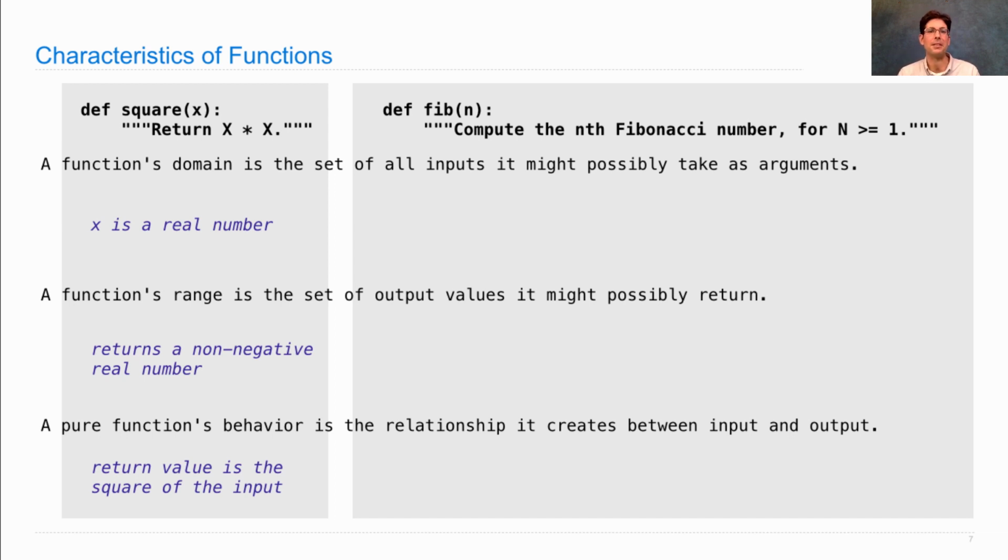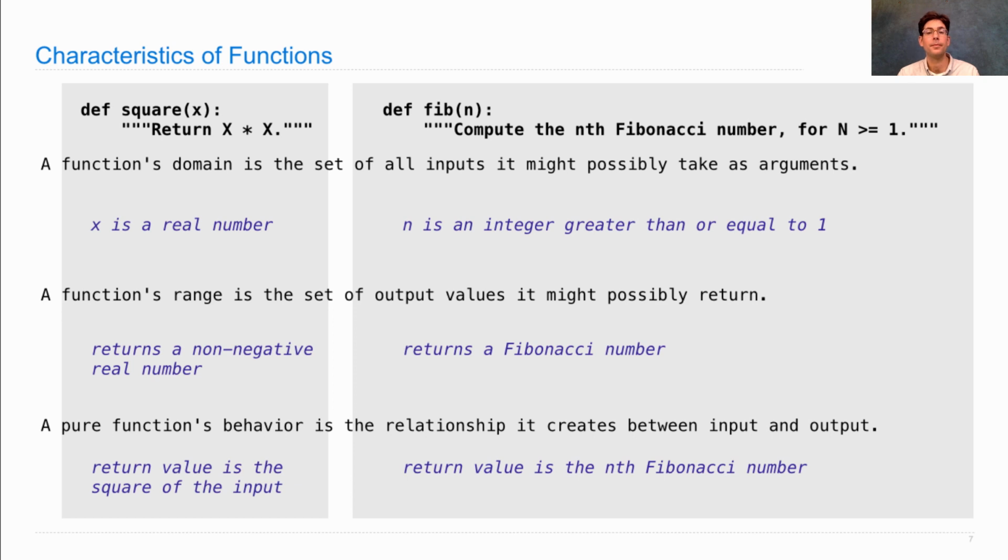It's pretty straightforward. Okay, so we describe it in this way just to say what kinds of things come in and out. For Fibonacci, n, the input, is an integer greater than or equal to 1. It returns a Fibonacci number, and the return value is the nth Fibonacci number.